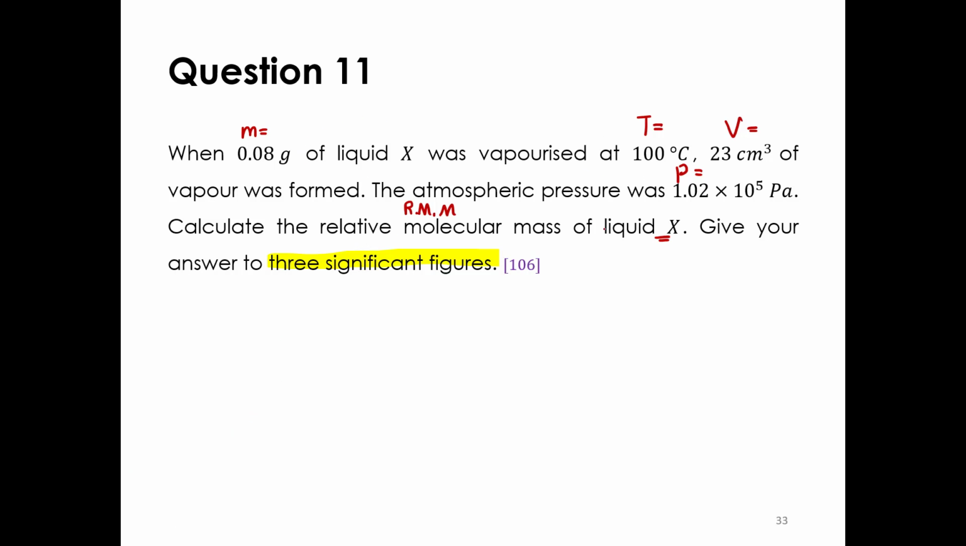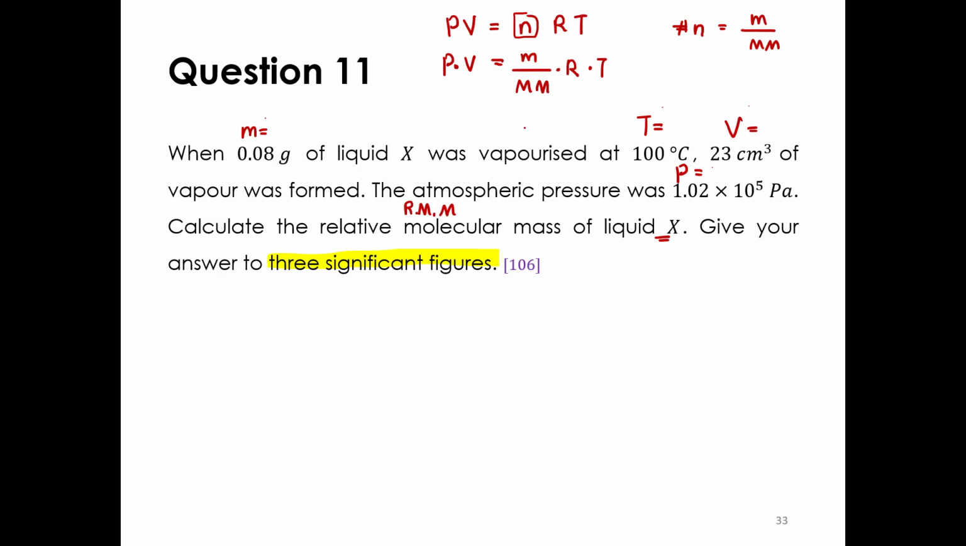Here I'm given a condition: I give you the mass, the temperature, the volume, and the pressure, and I want to find the relative molecular mass. This is from the derivation where PV equals nRT, and we know the number of moles has the formula mass over molar mass. So I can also write it as PV equals mass over molar mass times R times T.